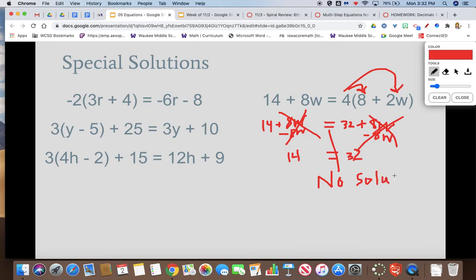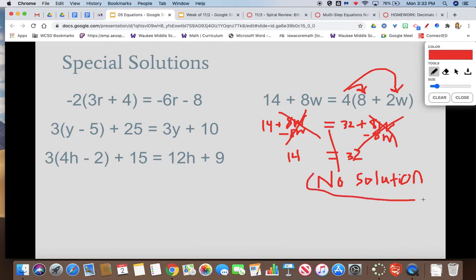When your variables cancel each other out, so you have no variable left, and your constants that are left do not actually equal each other, this means that there's absolutely no solution that can be plugged into that equation to keep it true. So this is what we call a no solution.